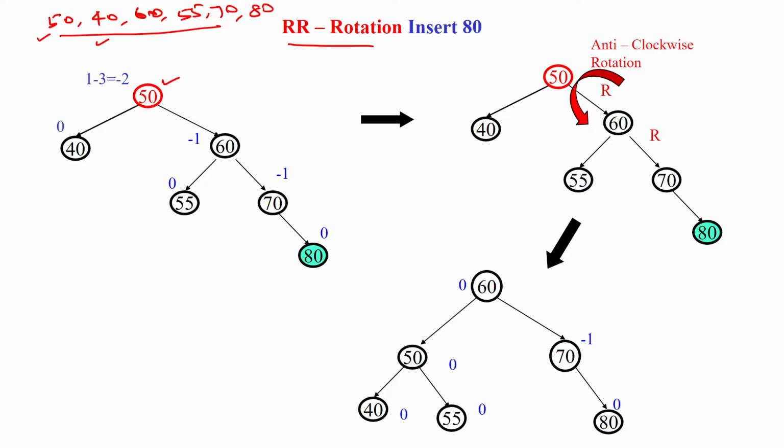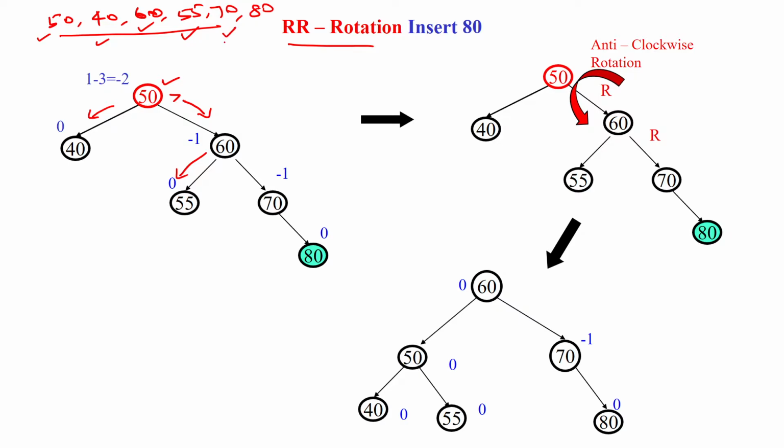So 40 is less than the 50, so it is going to be added as a left child. Then we are adding the 60 in the tree. 60 is greater than the 50, so it is added as a right child. Then we are adding the 55. 55 is greater than the 50, so going to the right subtree. Then 55 is less than the 60, so it is added as a left child of the 60.